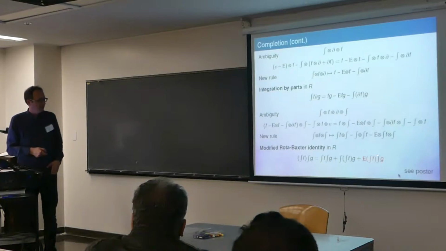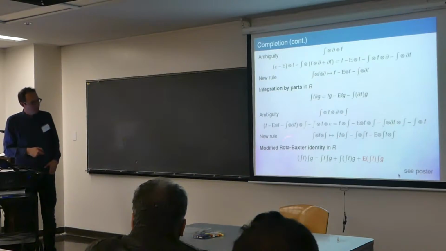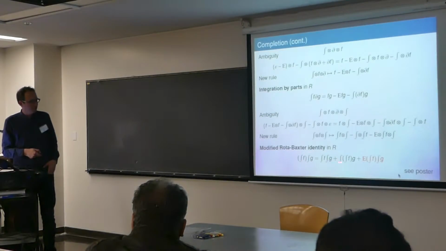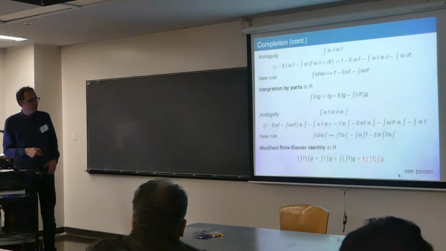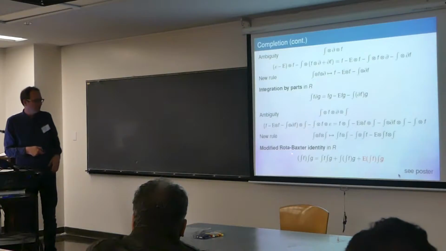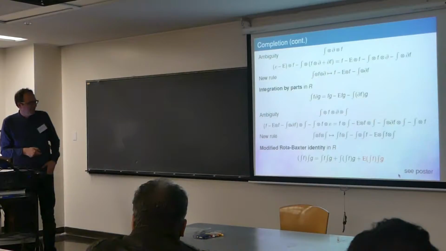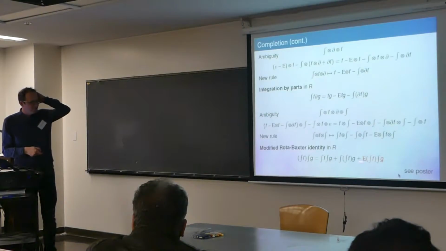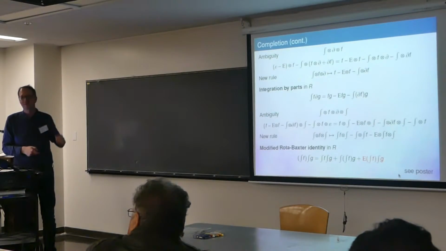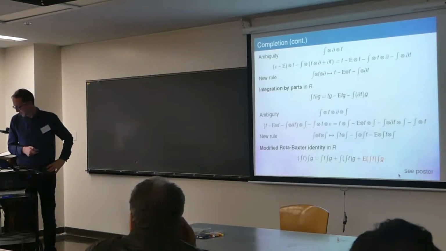And this is a variant of the Rota-Baxter identity for the integral operator. In the usual Rota-Baxter identity for the integral operator, this term would vanish, would be 0. And here you can really see that we use operator notation to avoid as many parentheses as possible. For more details on this modified Rota-Baxter identity, you can also see our poster.